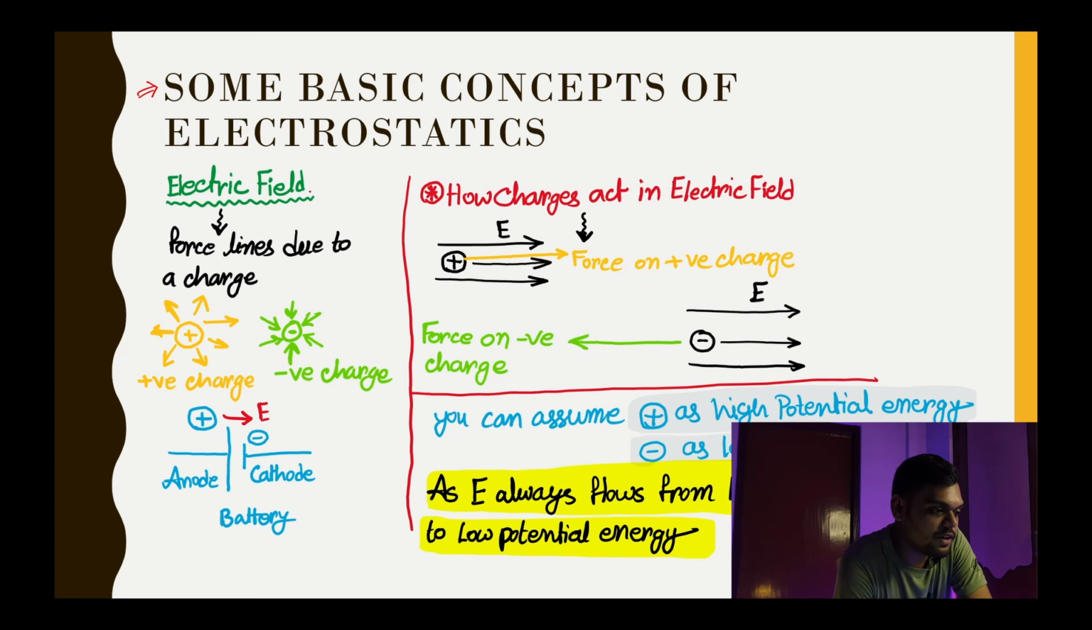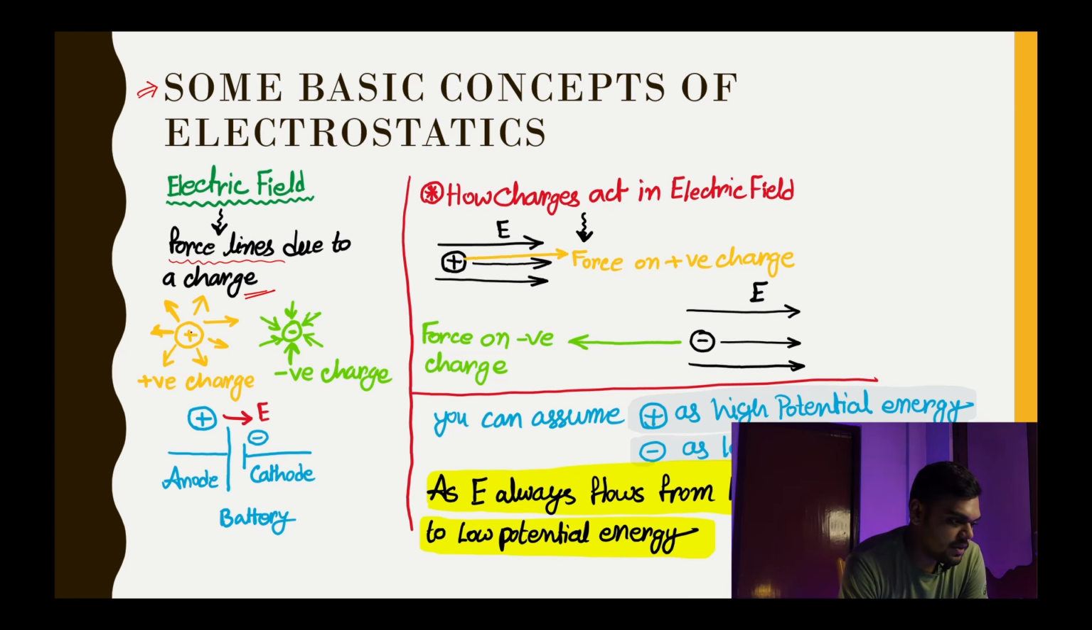At first we have the electric field. What is an electric field? It is just a force line due to some charge. To be precise, there are multiple force lines from a charge. Let's imagine we have a charge here and it's a positive charge. When we have a positive charge here, it radiates multiple force lines from it, forming a sphere around it.